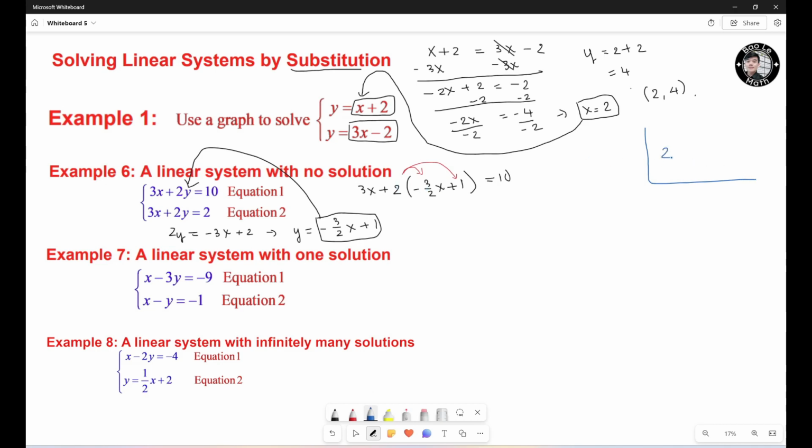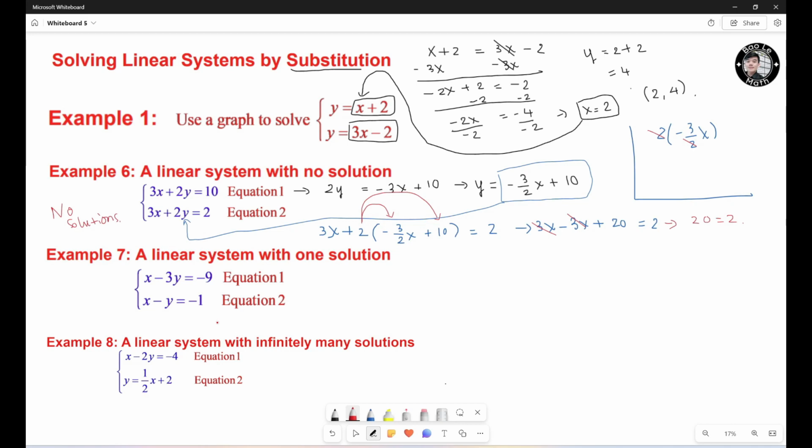2 times parentheses negative 3 over 2 x. Now you're going to simplify this one. 2 and 2 cancel out. I'm going to end up with negative 3x. So we write 3x minus 3x. 2 times 1 is going to be 2, equals 10. Negative 3x plus 3x is going to be 0. Now I'm going to end up with 2 equals 10, which is false. So this system of linear equations has no solutions.